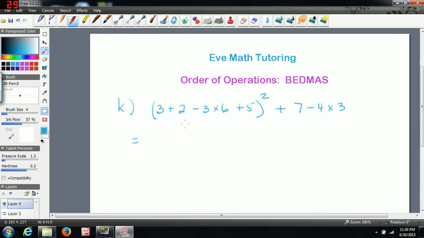Now say you're given something like the following. So again, what you're going to do first is you're going to go ahead and do the bracket first. However, when you're doing the bracket, you still have to follow BEDMAS. So now once you're inside the bracket, you have to see what functions you have here. So over here we've got 3 times 6. So multiplication, it does come before addition and subtraction. So we're going to go 3 plus 2 minus 3 times 6, which is 18, and then plus 5, and then square.